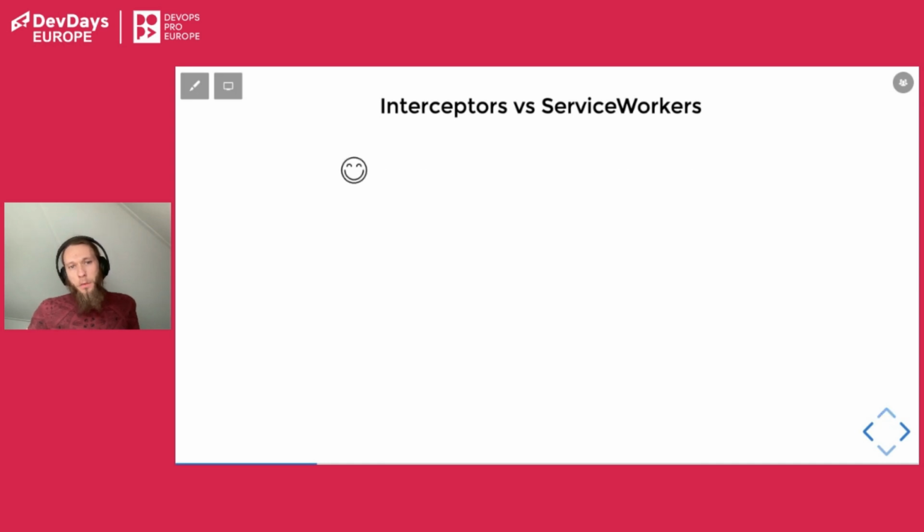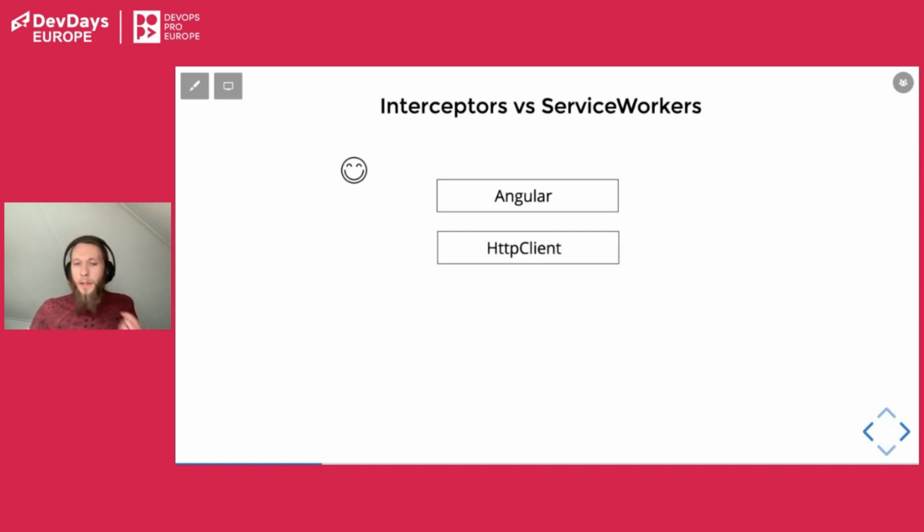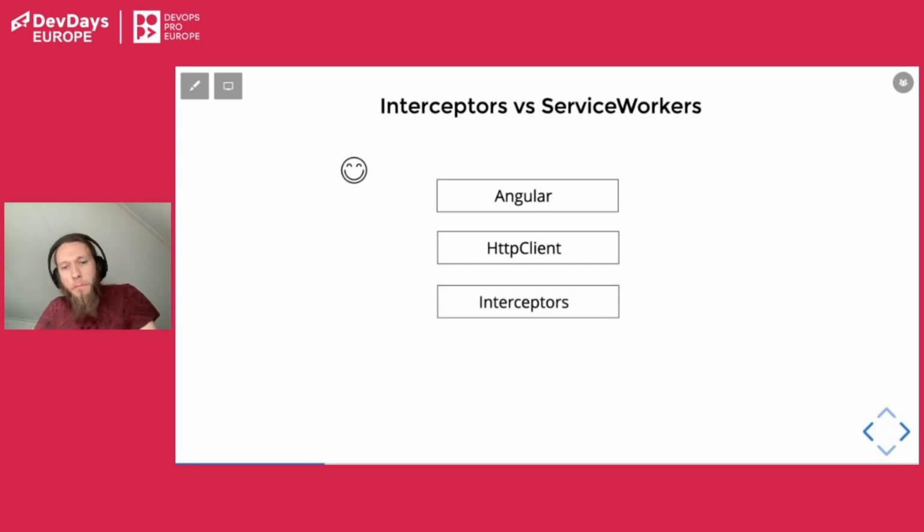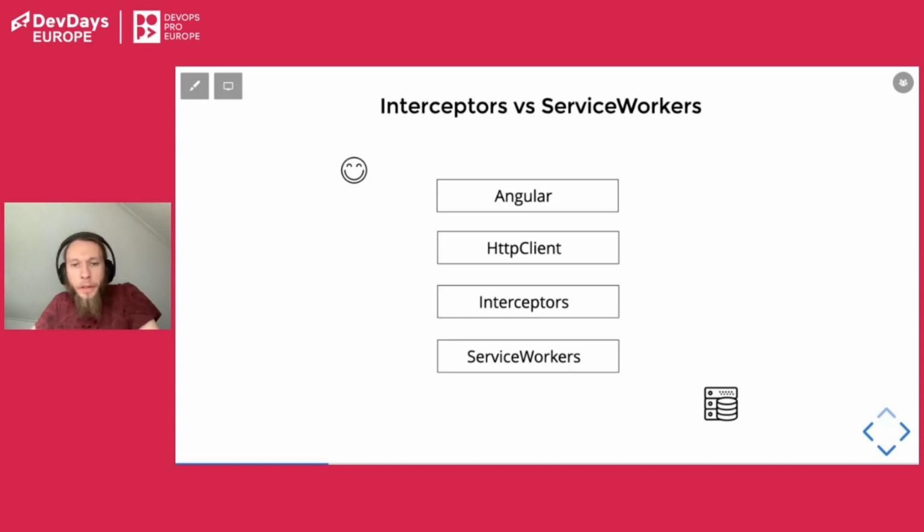But looking closer, what do we have? We have our user, and we have our framework. Inside the framework, we have a service that is responsible for HTTP requests. Then we have our middleware. And then we have service workers in browser technology. And the request goes to the server. In this diagram, interceptors and service workers are easily interchangeable. So you do either step 3 or step 4, and you can achieve the same goals.